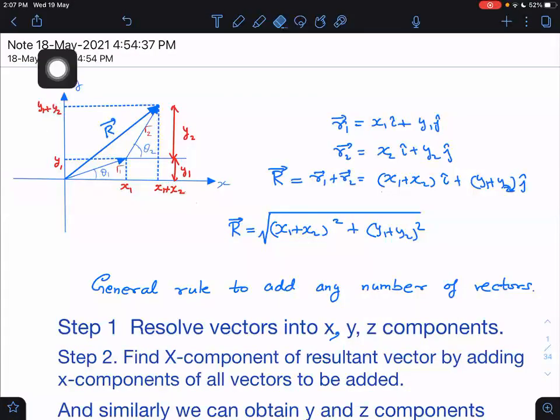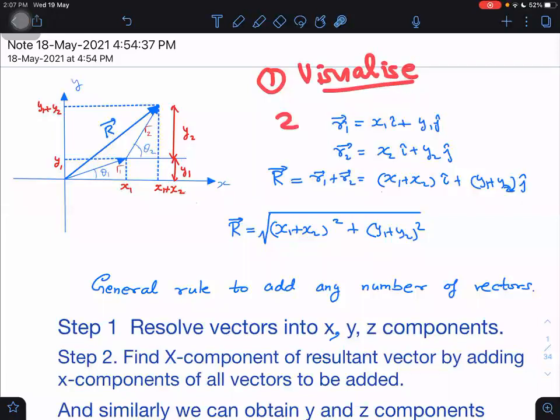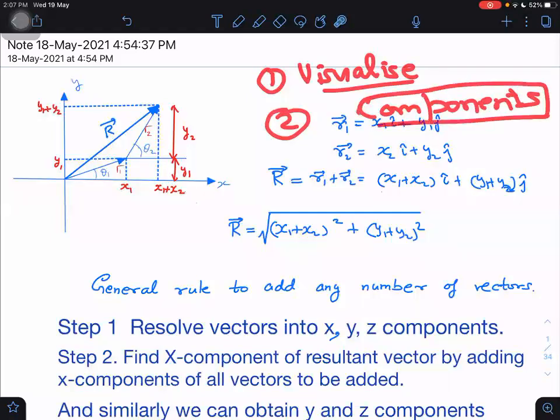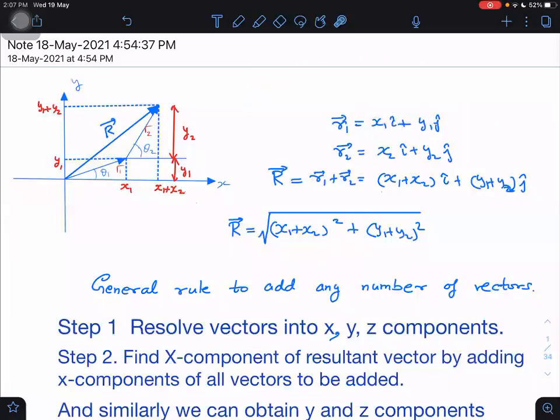So, vectors are all about visualization. You should be able to visualize. Two things are important for vectors. One is visualization: you have to visualize the things in 3 dimensions. Number two, how to take the components is a very, very crucial part. If you know how to take the components, then many problems of vectors we can do easily. So let us focus on these two things properly.